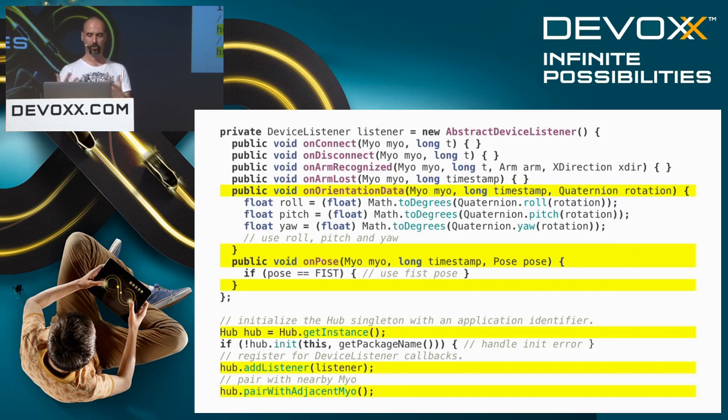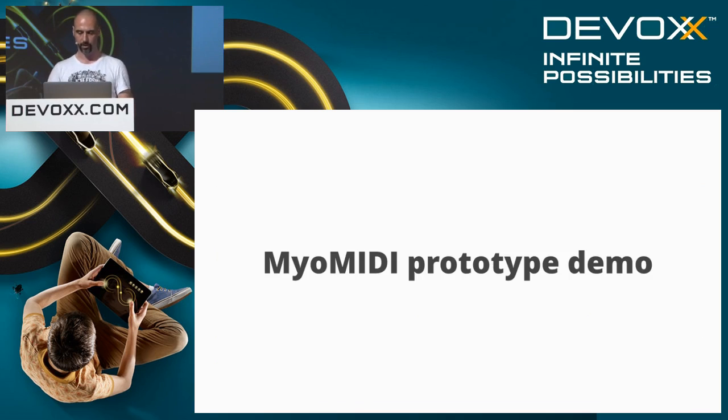You have different methods also to connect a Myo. Either it will automatically connect to the one that is closest, or you can explicitly connect it, show a dialog and say, okay, these are all the Myos that are in the vicinity. Which one do I want to connect with?